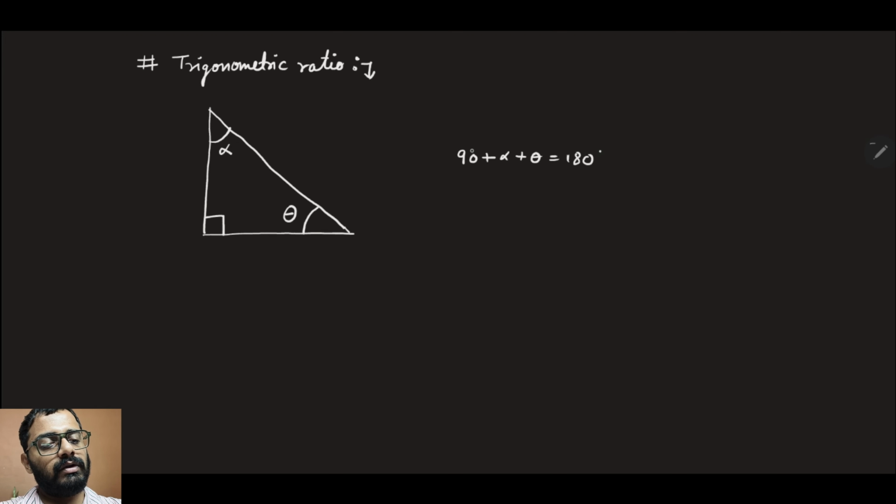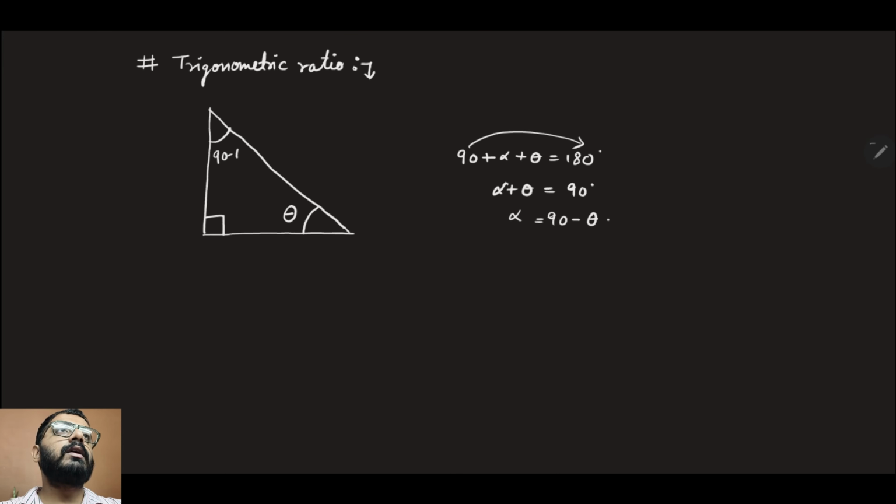90 I'll take there, so it will subtract. So alpha plus theta will be how much? 90. So theta will become how much, or alpha value if we want to find. So alpha will be your 90 minus theta. Means this angle here is going to be how much? 90 minus theta. Okay, so if one angle is theta here, the other angle will be 90 minus theta. So we will do the calculation based on taking theta angle here. So we are going to name the sides also here, because in trigonometry we are going to find the relation between side and the angle.